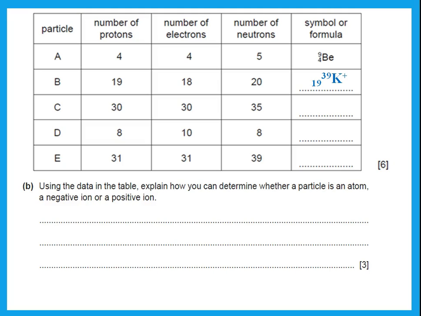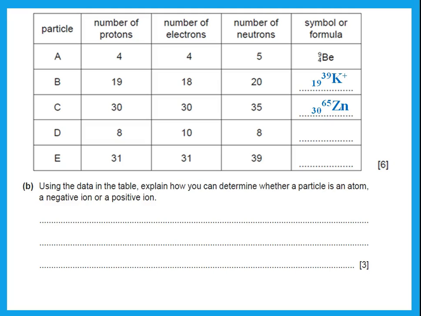So let's try and do C. Now, number of protons, again, I look at the periodic table. Which one has a small number of 30? I find that it is zinc. The number of neutrons plus the number of protons will give me the big number. And the number of electrons are the same as the protons, so I don't have any positive or negative on the zinc. Okay?